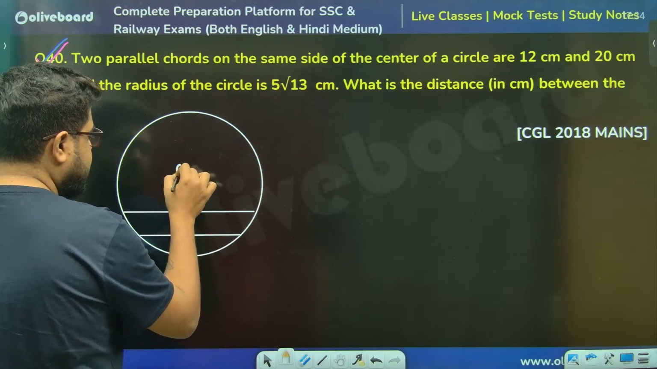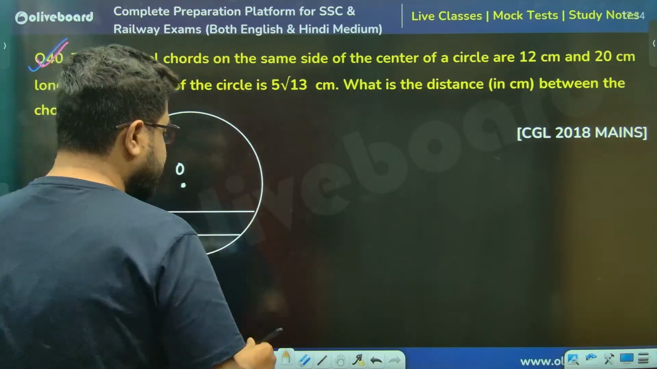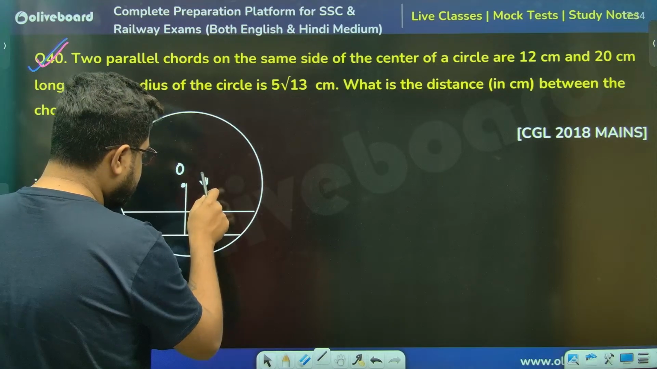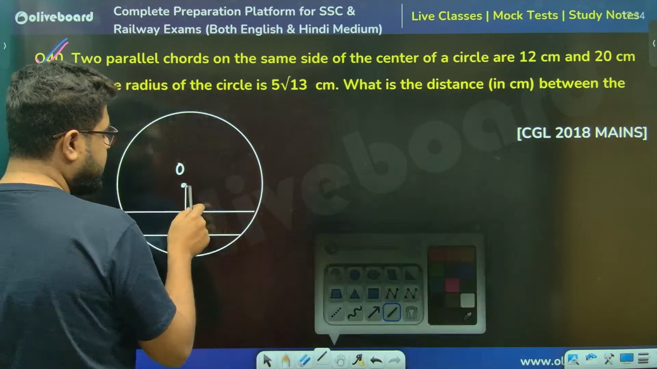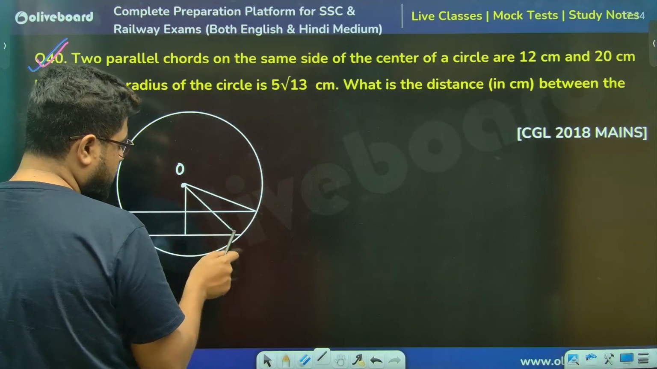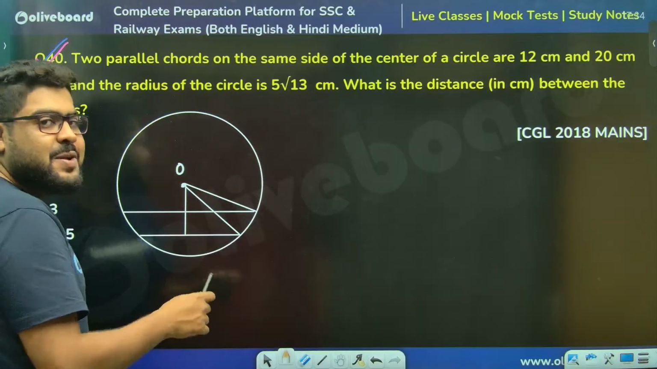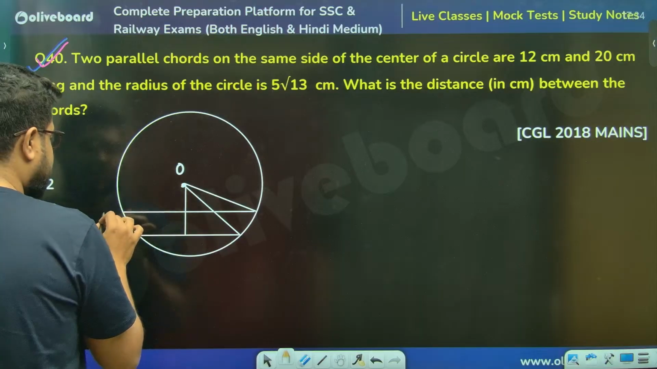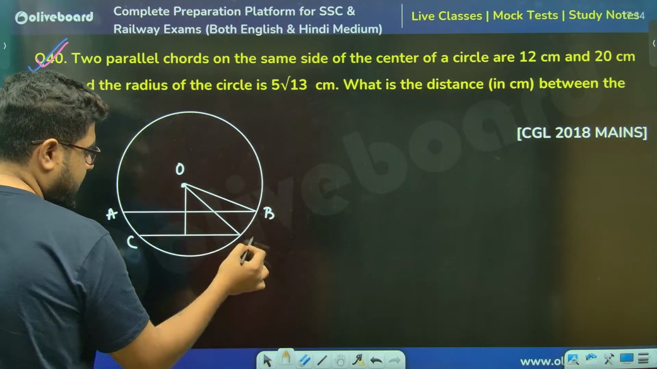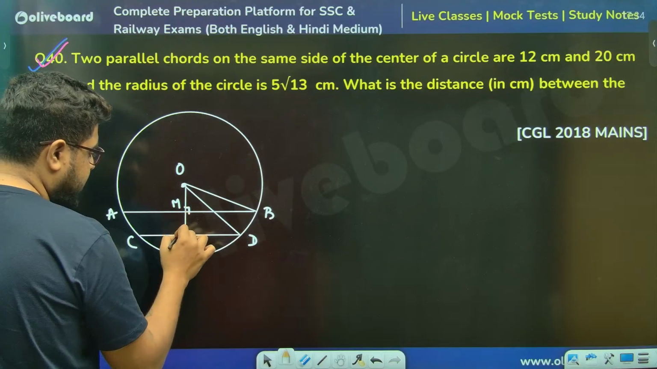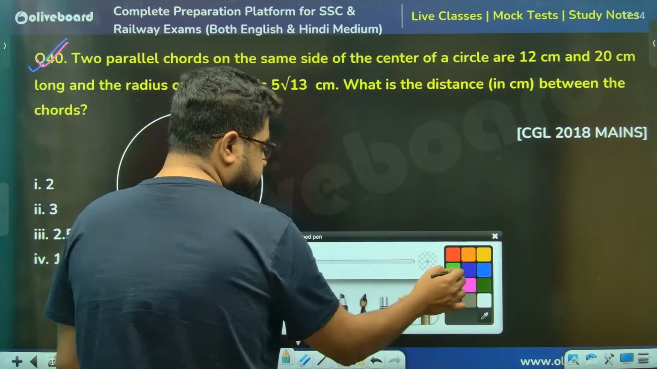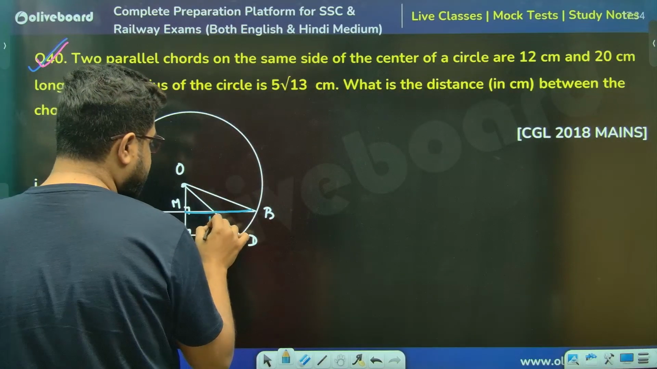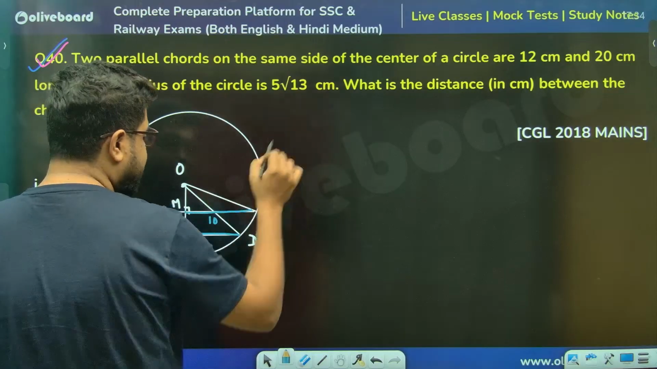So this is the center. Radius is given, and they're asking the distance between the chords. It's very simple, sir. Once you drop a perpendicular, it looks something like this. Now just join these lines, because please understand, over here both are radius. Let me name it: A, B, C, D, this is M and N. 90, 90. Correct, sir? Now, first things first: BM, total is 20, so this will be 10. And total is 12, this will be 6.